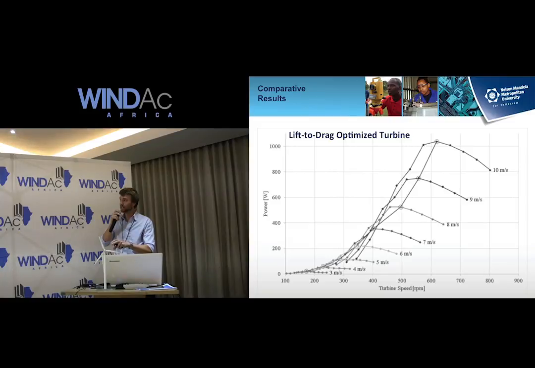If we break it down into your lift to drag optimized turbine, we see the power curves there for the different wind speeds. Okay, so as you change your RPM, your power goes up, up, up until you reach your optimum RPM, and then it decreases again. So that's for 10 meters a second, 9 meters a second, and so on.